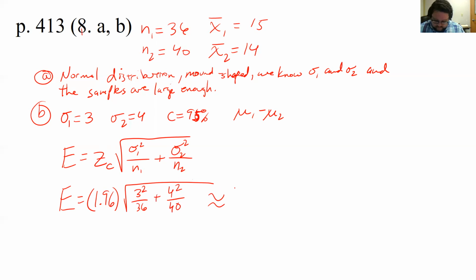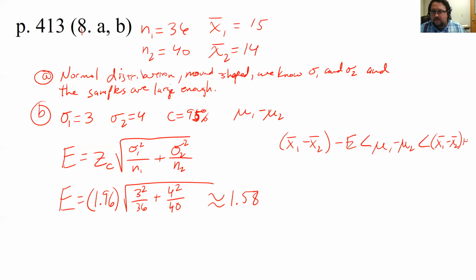So 1.96 times the square root of that, divided by 40. And this looks about 1.58. Okay, so that's our margin of error. And to construct our interval, it's going to be the difference between the sample means minus this margin of error, and then the difference of the means plus the margin of error.